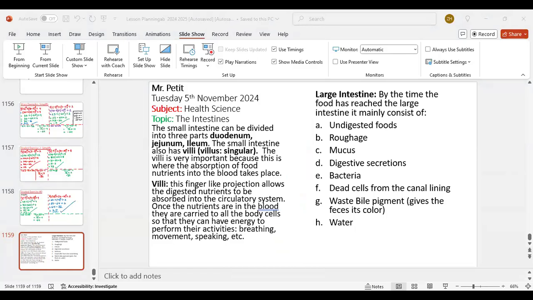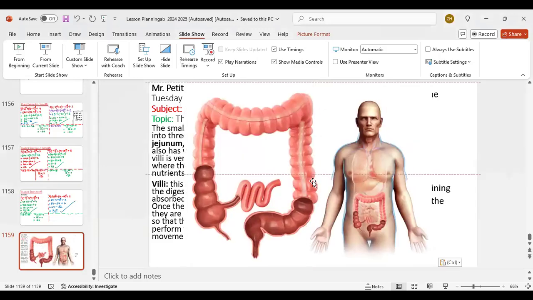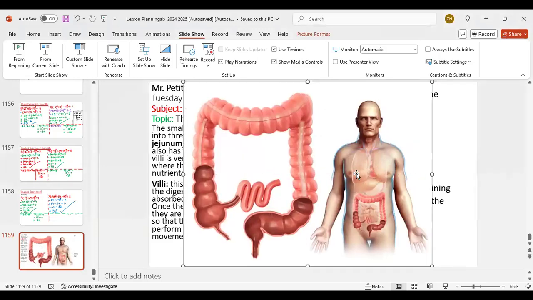And just for context, just so you can know where it is, let me show you exactly where it is in the body. So let's say this is the image of a person. Their lungs are going to be up here, right?